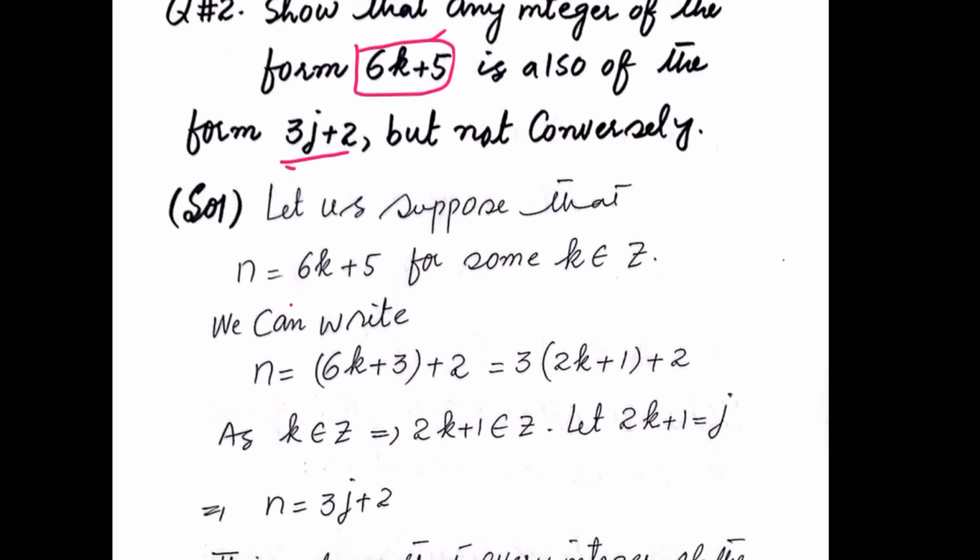So let us suppose that there is an integer n that has the form 6k plus 5 for some k belonging to Z. We can write 5 is equal to 3 plus 2, and by taking 3 as a common factor from this bracket, we have 3 into 2k plus 1 plus 2. As k is an integer, so clearly 2k plus 1 is also an integer. So let 2k plus 1 be another integer j. So we can replace this 2k plus 1 with j, and we have n is equal to 3j plus 2. Hence, n can be converted into another form 3j plus 2.